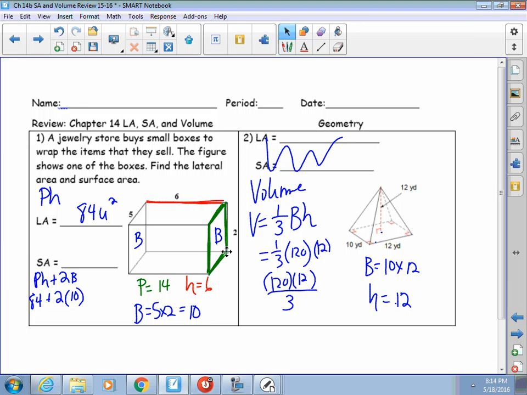And the area of the base, our capital B, was 5 by 2, which is 10. So we just plugged the information into the formula and got an answer. I know you can do that, and if you were paying attention in class, you got this done already.